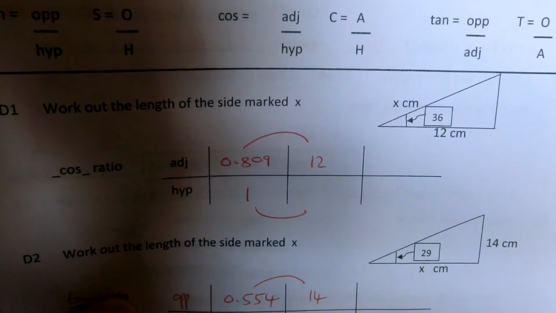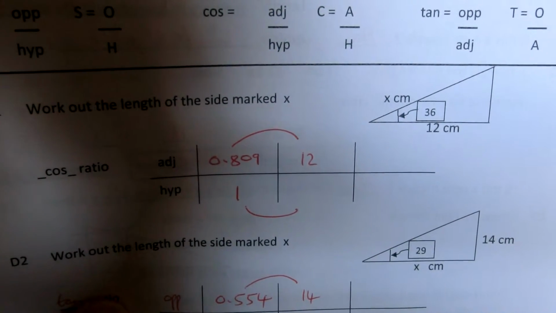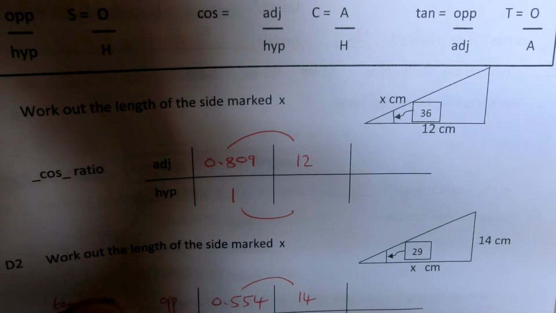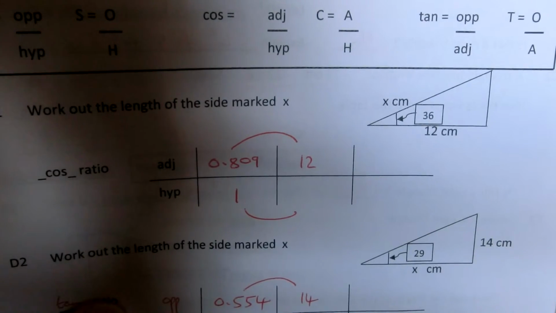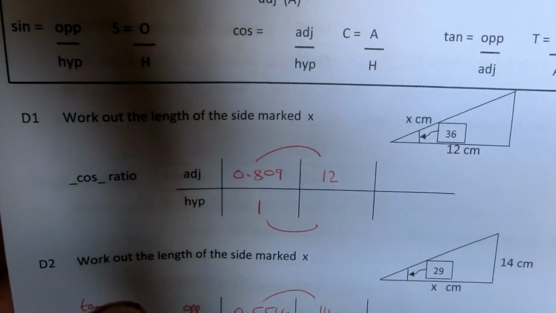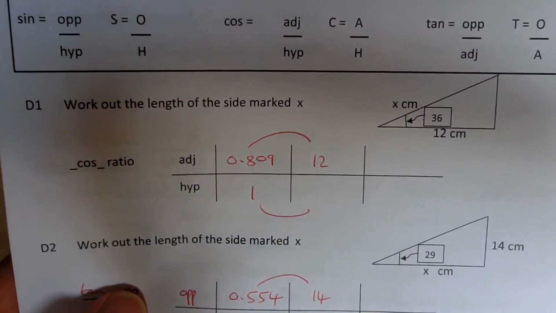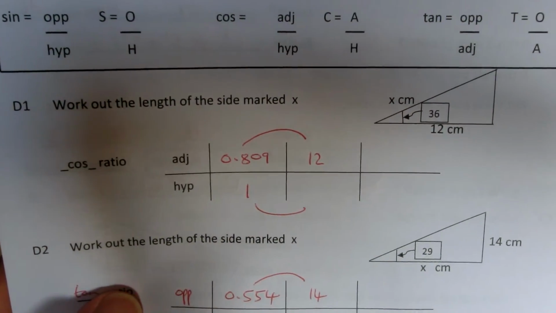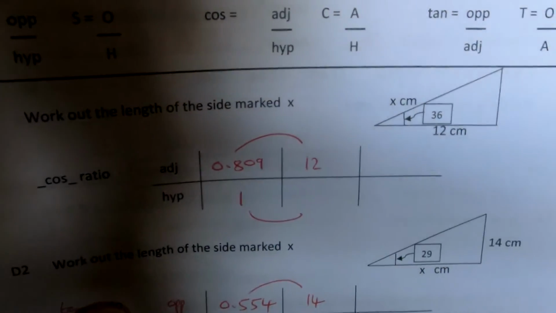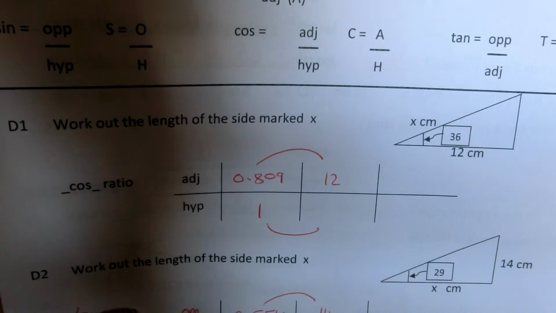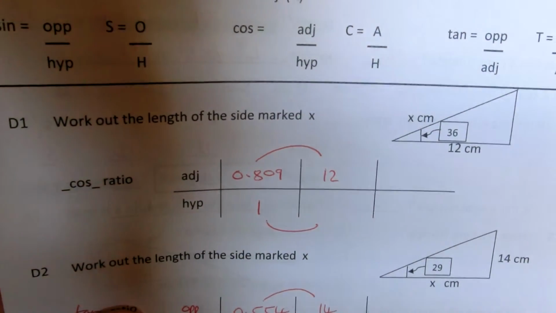The adjacent side is actually 12 in our triangle. So whatever multiplying we have to do to the 0.809 to turn it into 12, we do the same multiplying to the bottom number. How much multiplying do we do to 0.809 to make it into 12? We have to do a divide. So if I do 12 divided by 0.809 on my calculator right now, I'm getting 14.8. So the 1 has to be multiplied by 14.8, so the answer is 14.8.